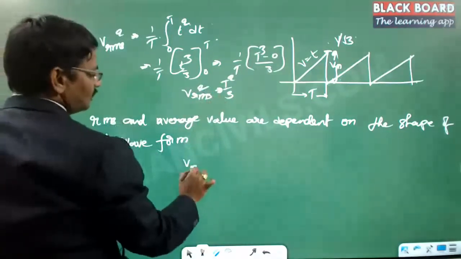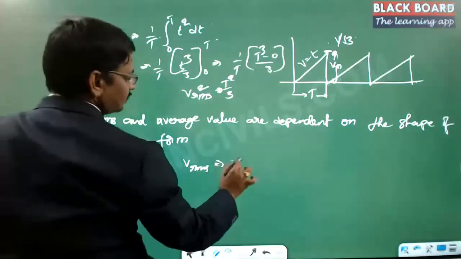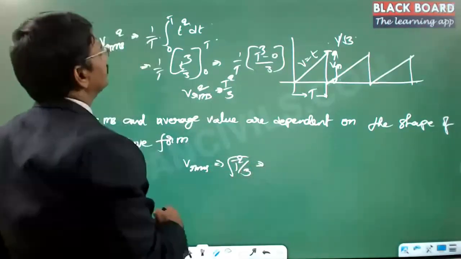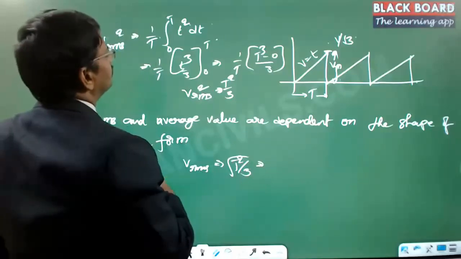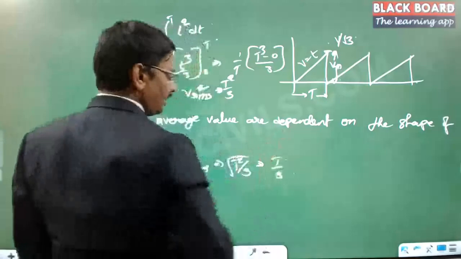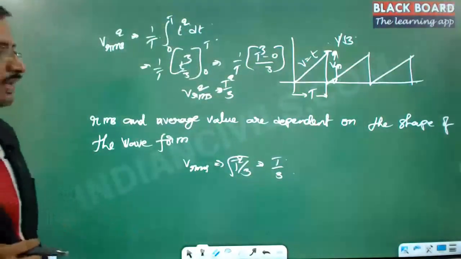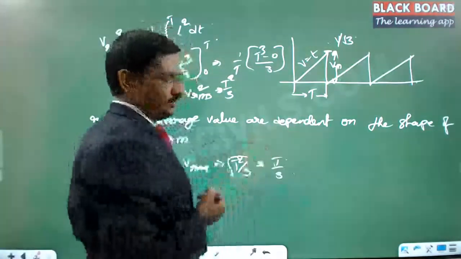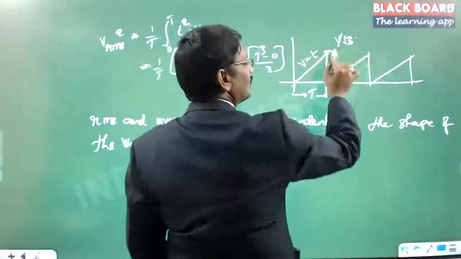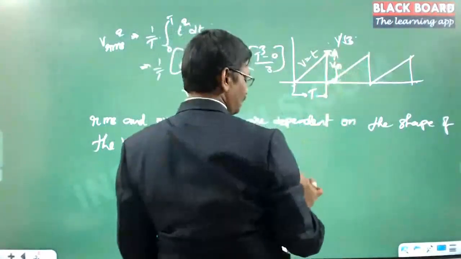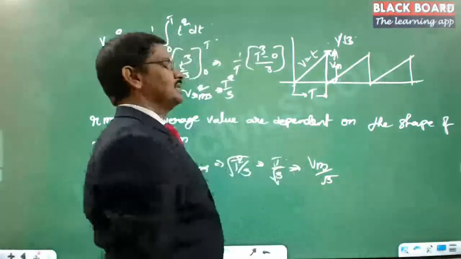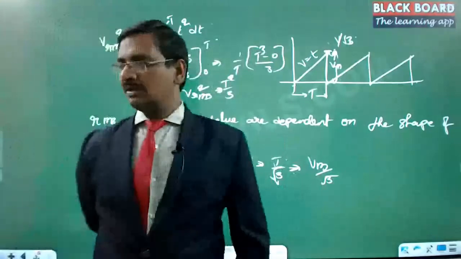So Vrms is equal to the square root of T square by 3, which is T by 3. Now this T also needs to be converted, because if you notice V is equal to T, so T is equal to the maximum value that is possible here. So this is Vm by root 3. This is the way we have to calculate the RMS value.